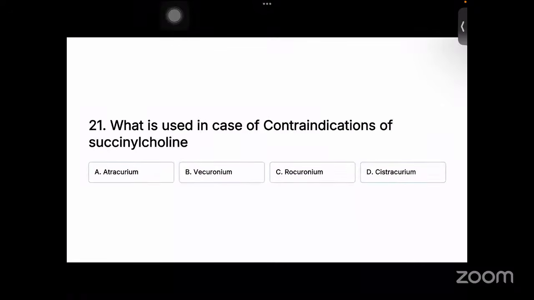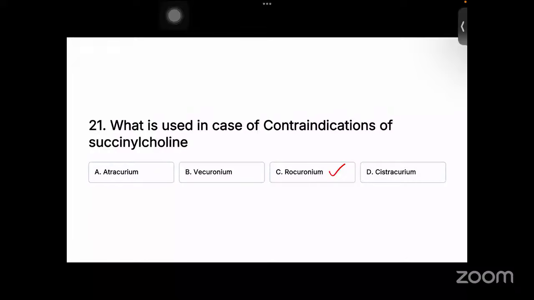The 21st question, what is used in case of contraindication of succinylcholine? So you cannot use succinylcholine and you want to use another agent. We have a lot: rocuronium, vecuronium, atracurium, cisatracurium. We have all four. Among that, I feel rocuronium is the best alternative because it is the fastest acting non-depolarizing agent, and intubation conditions within 60 seconds could be provided at 1.2 mg per kg. Okay, if you're asking for the fastest acting, I prefer rocuronium.